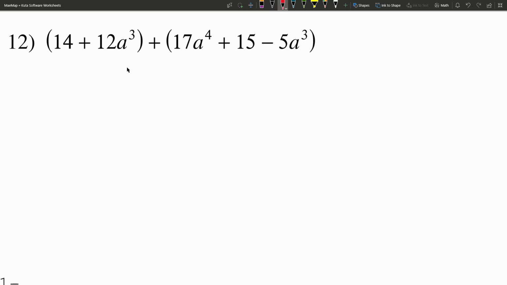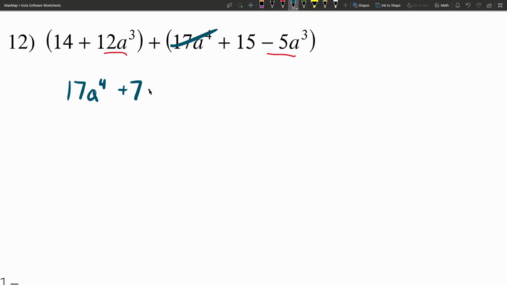In number 12, we have 14 plus 12a cubed plus, so no worries about switching the signs, 17a to the fourth plus 15 minus 5a cubed. Our highest degree is to the fourth, and there's only one of them, so we'll take that 17a to the fourth as is. Now our next highest degree would be cubed, which we have a 12a cubed, and we're subtracting a 5a cubed. That's going to result in a 7a cubed.